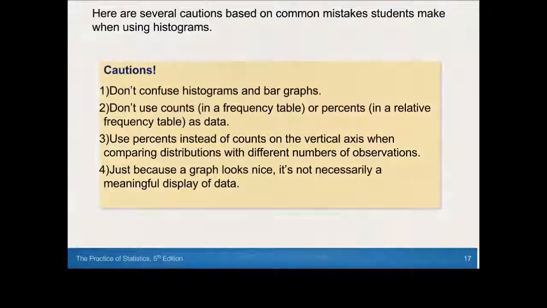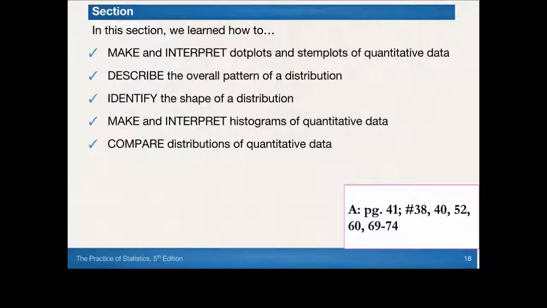Okay, that is section 1.2, and here we learned how to make and interpret dot plots and stem plots from quantitative data, describe the overall pattern of a distribution, identify the shape of the distribution, make and interpret histograms of quantitative data, and we learned how to compare distributions of quantitative data.